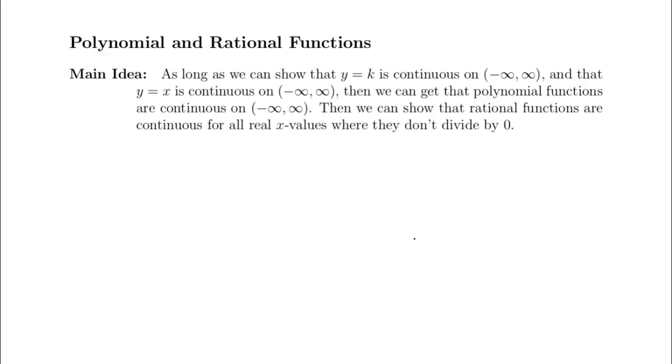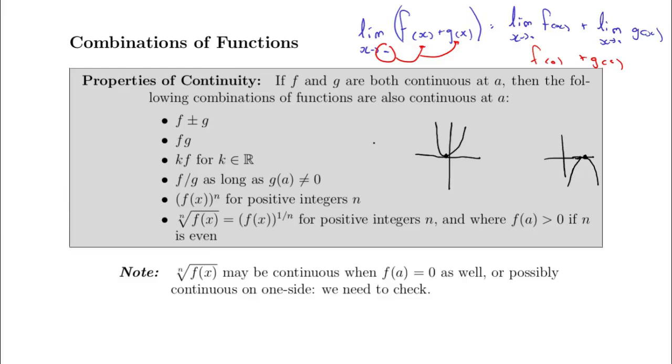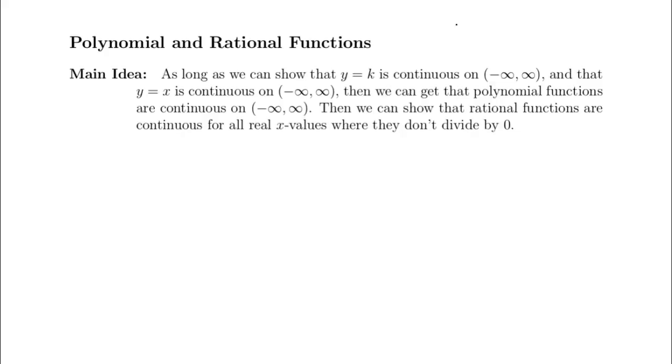Here's the big idea for polynomial and rational functions. We built polynomials out of constants times the variable x, raised to exponents and all that stuff. But really, it's just these constants and identity functions combined together using operations. So as long as we can show that every constant function is continuous on the interval from negative infinity to infinity, and that the identity function y equals x is also continuous from negative infinity to infinity, then when we use these operations to combine them together, if they're both continuous at every real number, then the combinations of them will also be continuous at every real number. That's not going to be too bad.